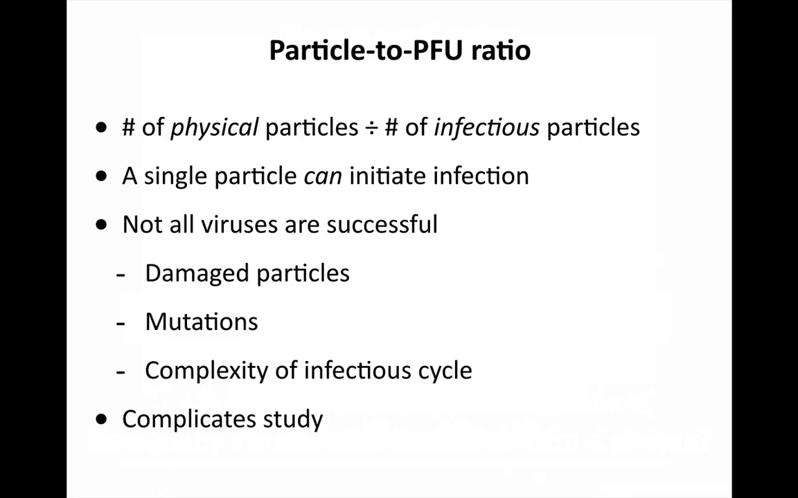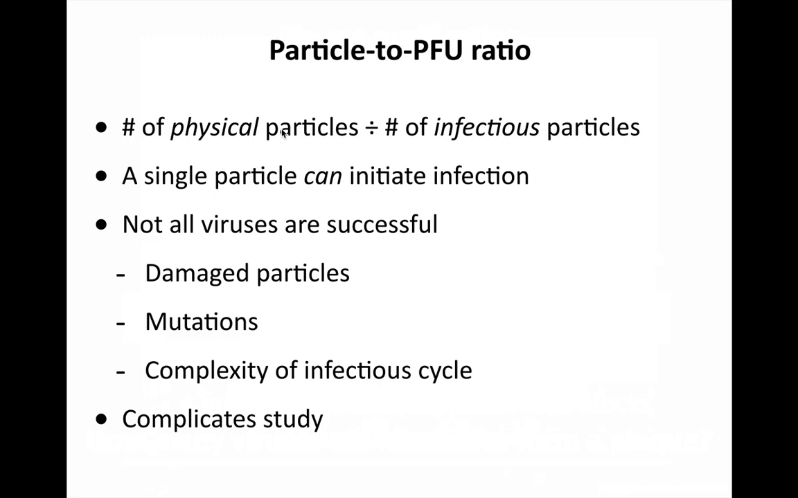This number varies from virus to virus. For some viruses it's 1, for some it's 100, for some it's 10,000. So a particle-to-PFU ratio of 10,000 means that there's only 1 infectious particle for every 10,000 physical particles. In other words, not every virus particle is apparently able to complete infection.